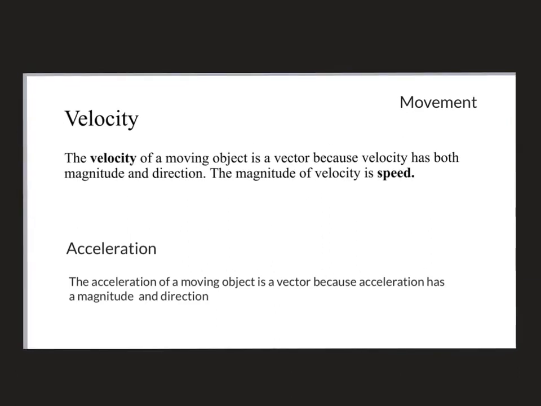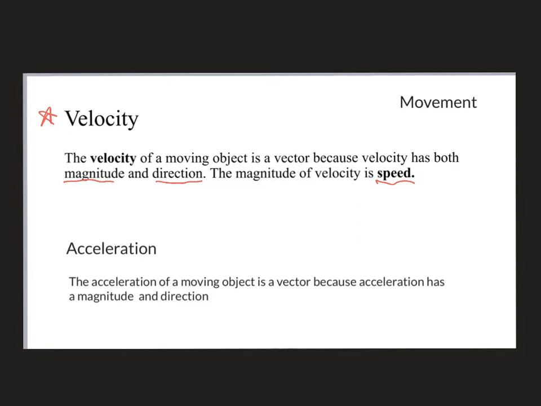When we're talking velocity, we're talking about something that has both a magnitude and a direction. The magnitude of velocity is what we call speed. And then we talk about the direction that speed is heading in. So velocity can be both, it's a direction plus the speed.